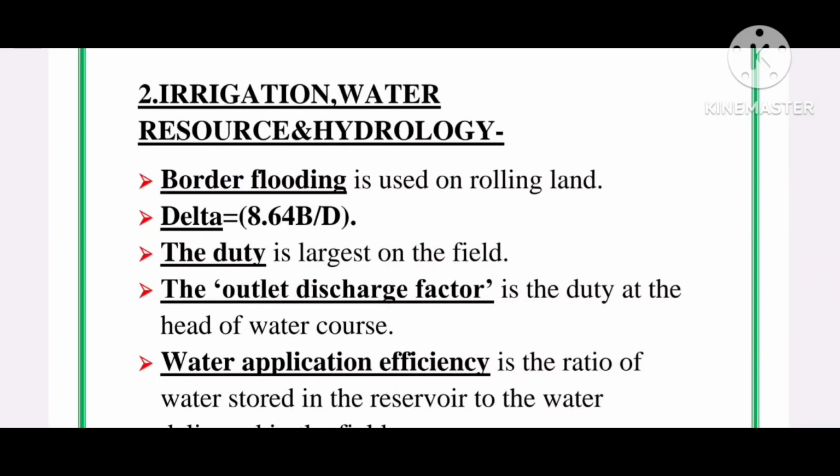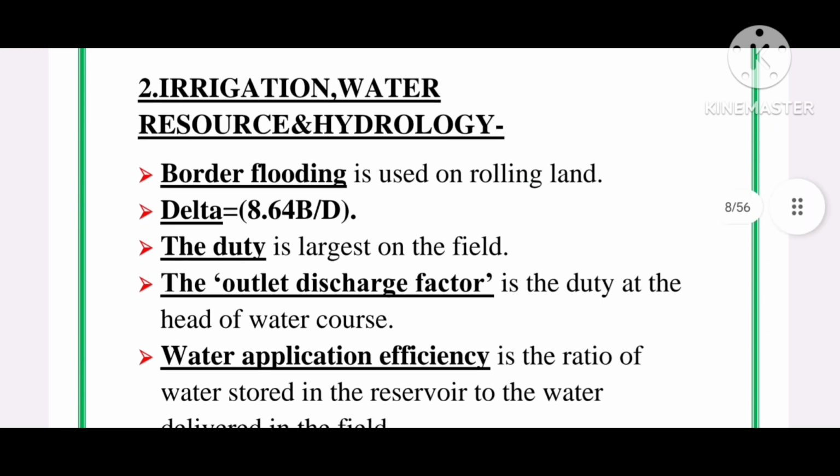In this video, we are going to discuss some important terms from irrigation, water resource and hydrology. So watch this video completely. It will surely help you very much in your competitive examinations. So let's start our video.